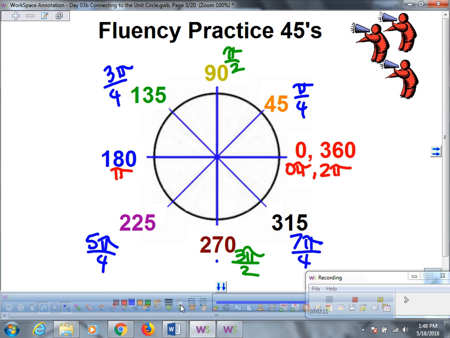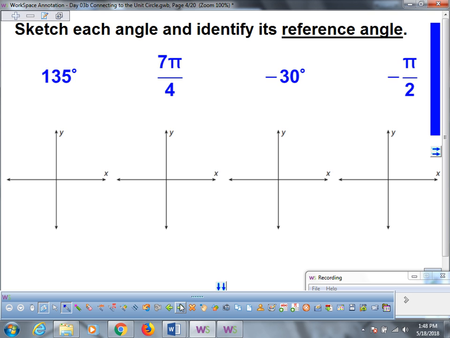Okay. Let me do this first, and then we'll do it. All right, let's just review. 135, second quadrant. 135, reference angle, 45.